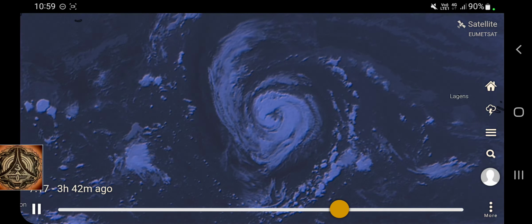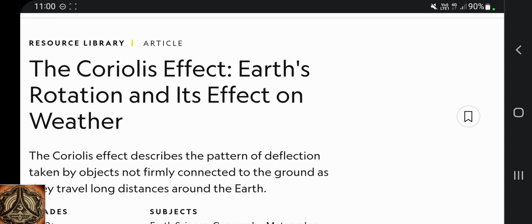Yeah, it's a low pressure system. It spins in this direction on the northern hemisphere, which is by many referred to as the Coriolis effect, Earth's rotation and its effect on weather.